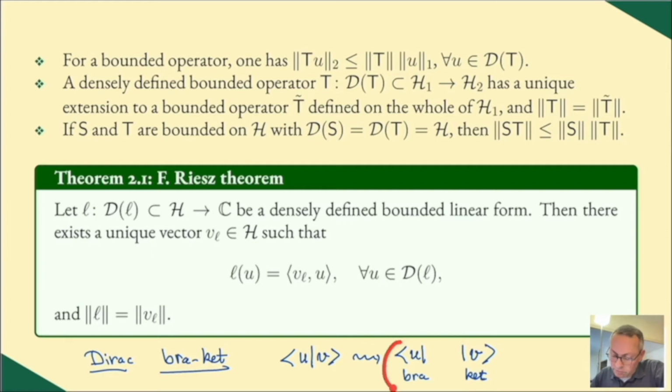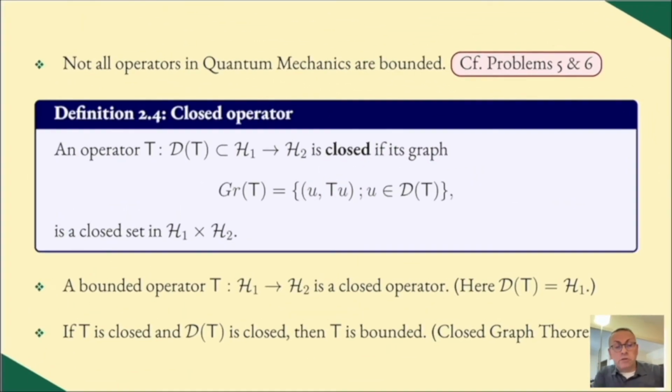Ket, or just vector in the Hilbert space. And you can see the bra as a bounded linear form via Riesz's theorem. So this is the justification of Dirac notation, and somehow it's just to say that bounded linear forms and vectors in a Hilbert space are on the same footing. You have an isometry between them. This ends what I wanted to say about bounded operators.